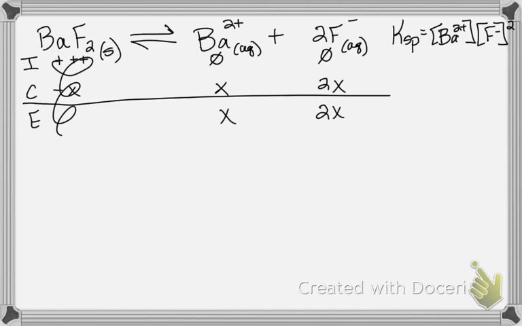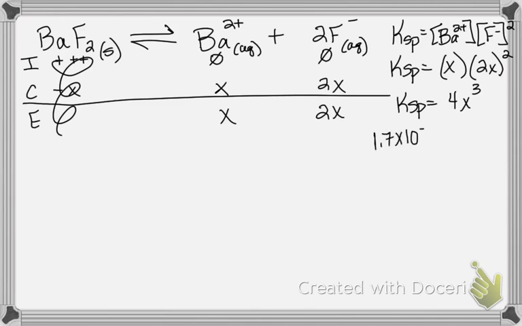Pause the video and plug in X. And then when you start the video, you should have plugged in this: X and 2X squared. Then when we condense that, we'll see that the Ksp is equal to 4X cubed. So on this one, in order to solve for the molar solubility, the Ksp of barium fluoride is 1.7 times 10 to the minus 6, which is equal to 4X cubed.